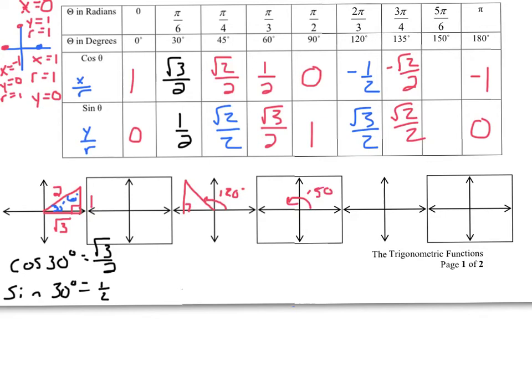That makes the reference angle 30. Opposite 30 I'm going to call 1. Opposite 60 is then going to be the square root of 3. We went left, so it's negative. Opposite 90 is going to be double what's opposite 30. So cosine of 150 is x, which is negative square root of 3, over r, which is 2. Sine of 150 is y over r.